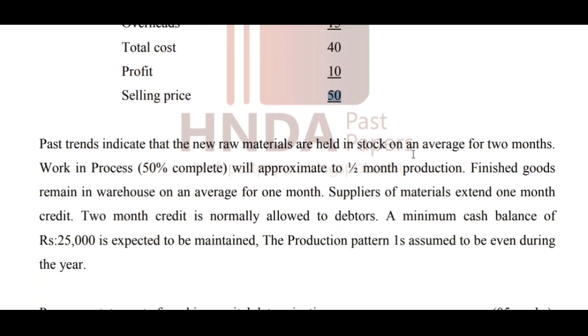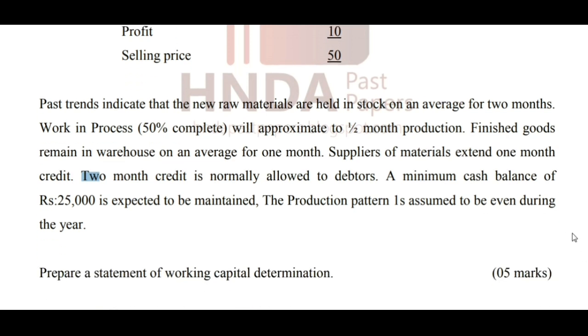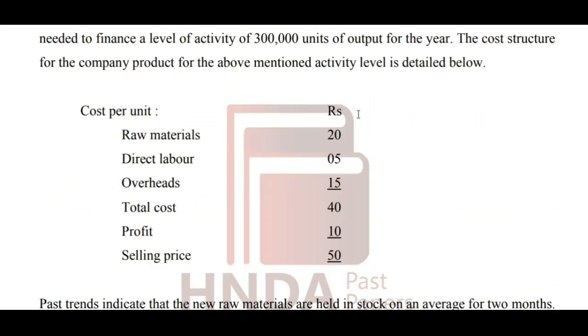Past trends indicate that the new raw materials are held in stock on an average for 2 months. Work in process 50% complete will approximate to half month production. Finished goods remain in warehouse on an average for 1 month. Suppliers of material extend 1 month credit. 2-month credit is normally allowed to debtors. A minimum cash balance of rupees 25,000 is expected to be maintained. The production pattern is assumed to be even during the year. Prepare a statement of working capital determination.